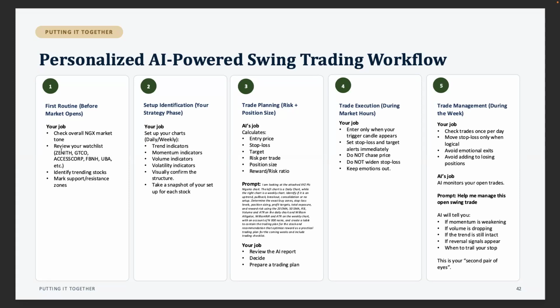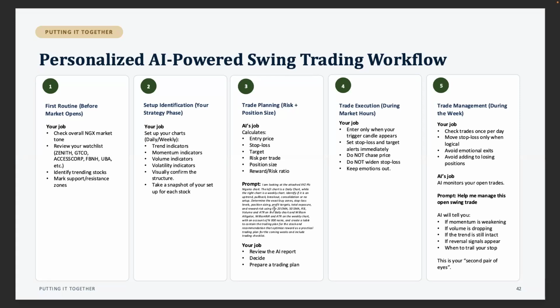So the prompt I use, which I put here as a suggestion, is: you attach all the snapshots that you have put, right? Now say, I'm looking at the attached XYZ PLC Nigerian chart. The left chart, I use two charts. The left chart is daily chart, while the right chart is weekly chart. Identify if it's an uptrend, pullback, breakout, consolidation, or no setup.